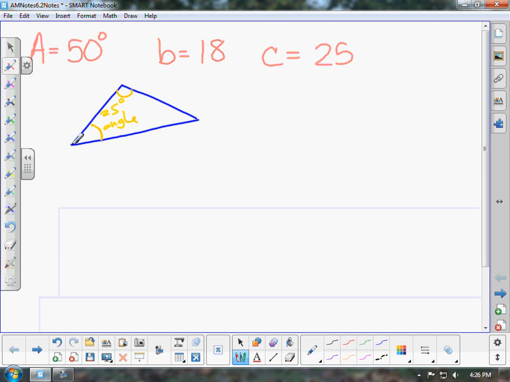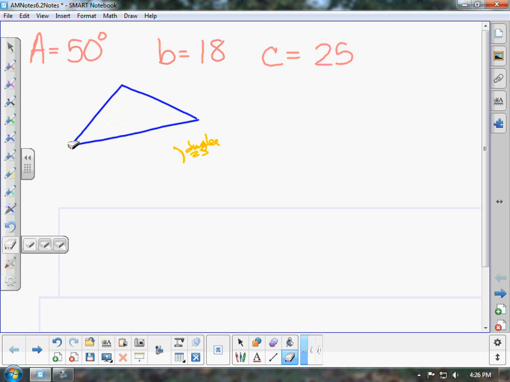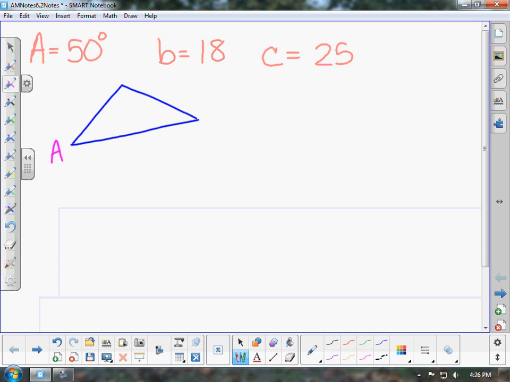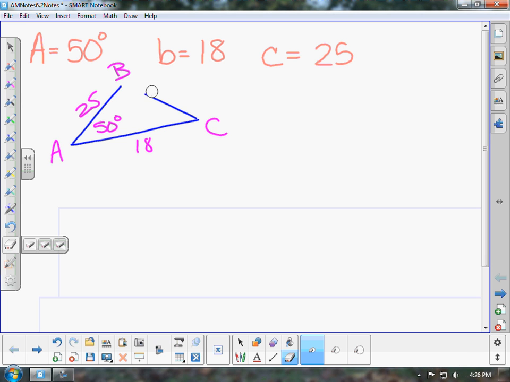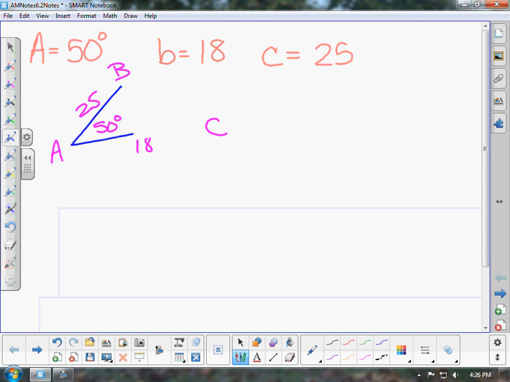that is given here, we have an angle. We'll call this A, this B, and this C. And we know angle A is 50 degrees. Side B, which is opposite angle B, is 18. And side C, which is opposite angle C, is 25. Okay, the drawing isn't completely accurate, so let's change this. And maybe make it like so.